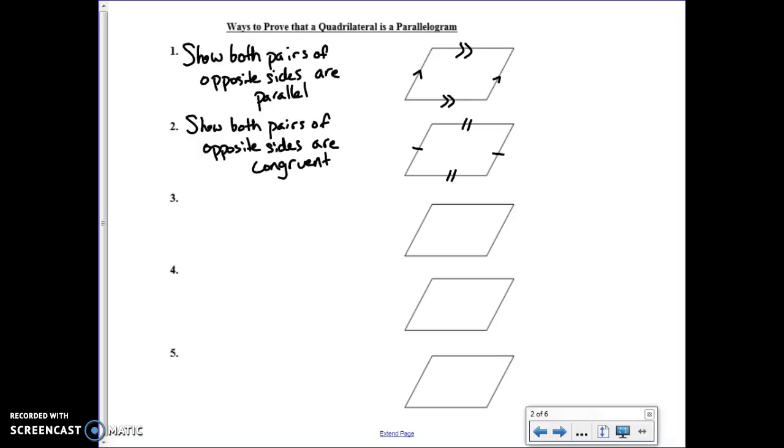A third way would be to show that both pairs of opposite angles are congruent. So in this case, we would have the arc marks in the corner.